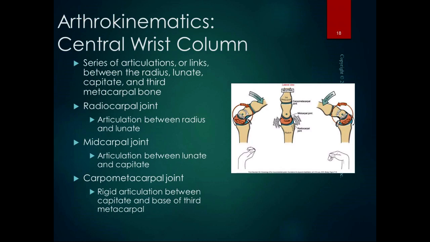So that picture with the railroad tracks, we talk about the arthrokinematics of the central wrist column, which is a series of articulations or links between the radius, lunate, capitate, and the third metacarpal bone. So the radiocarpal joint articulates between the radius and the lunate, the midcarpal joint articulates between the lunate and the capitate, and the carpometacarpal joint between the capitate and the third metacarpal is part of that whole kinetic chain.